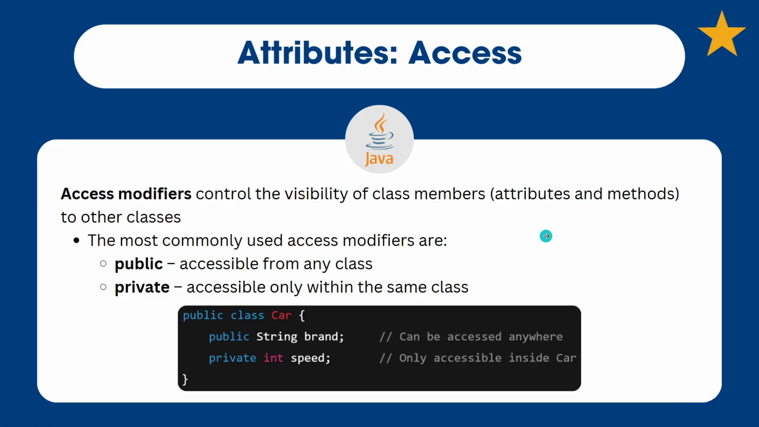So first, let's revisit access modifiers. Remember, these control the visibility or accessibility of class members. So that could be an attribute, that could be a method, that could be a whole class, right? Notice that even the class has an access modifier. The most commonly used access modifiers, the ones we're going to focus on, are public and private. Public means everyone can access it. Private means only the same class can access it. So here in this example, the brand is public and the speed is private. So brand can be accessed anywhere. Speed, you can only access that value from inside the class. Now, again, we should be making these both private, and we'll explain why in these next few slides.